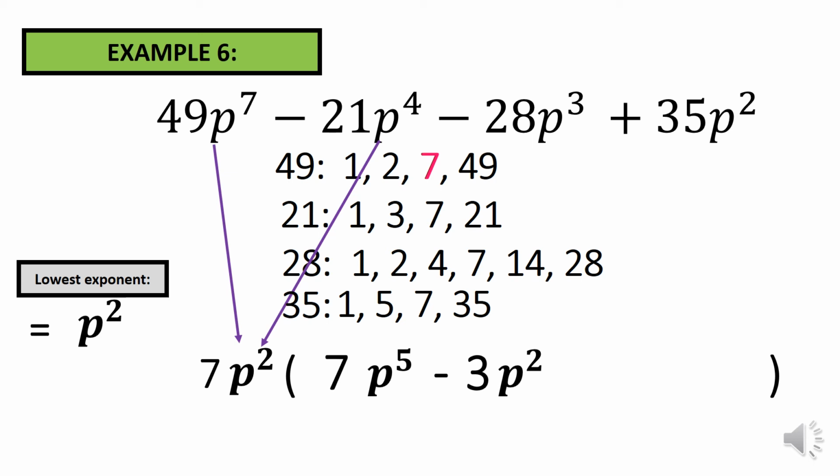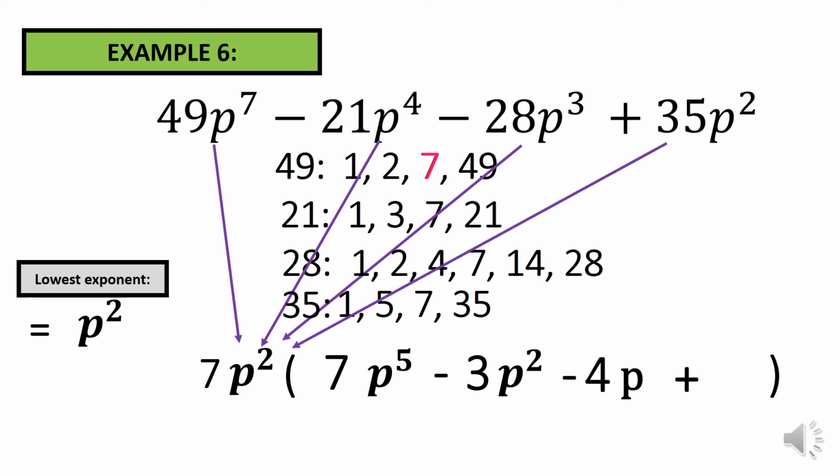Next, third term, that's subtraction, so again just copy. Divide now the third term, 28 p cubed, by 7p squared. 28 divided by 7 is equal to 4. And for p raised to 3 divided by p squared, that is equal to p. For our last term, we have positive here, so just bring it down. Then divide our last term: 35p squared divided by 7p squared, that's 5.